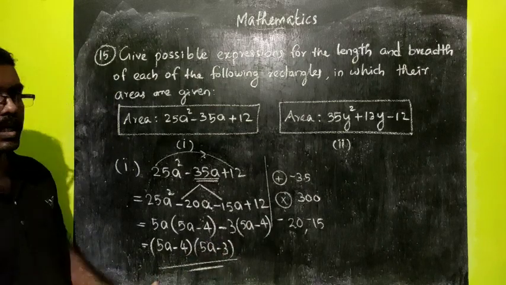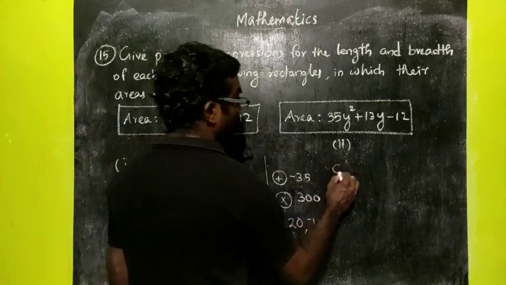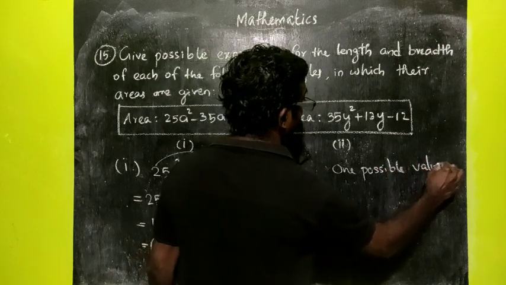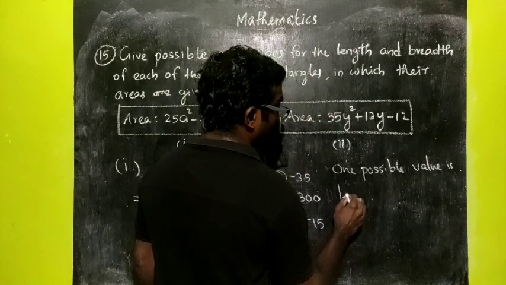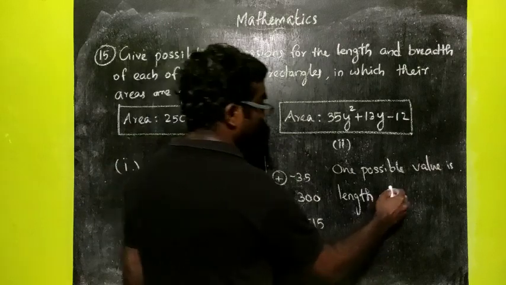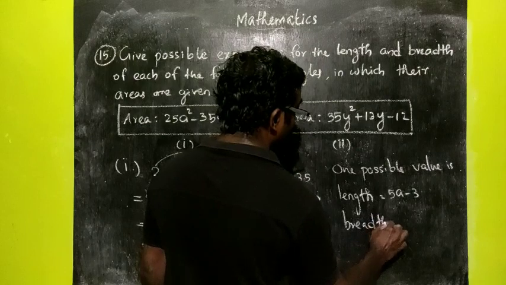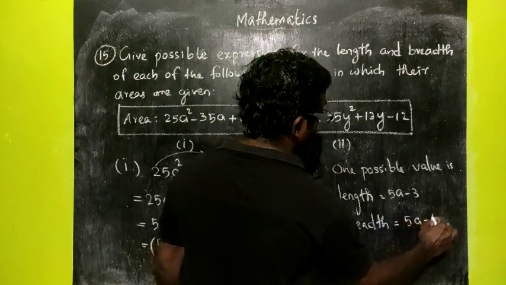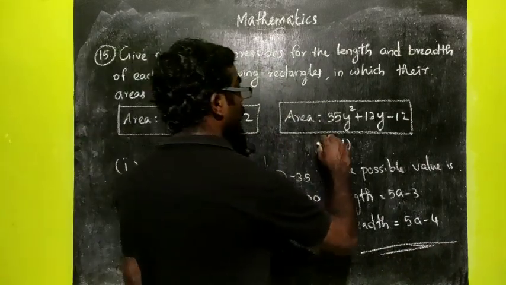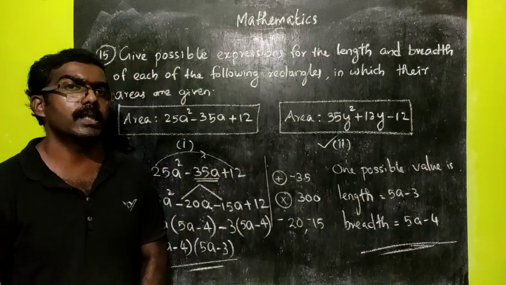So we can write the length and breadth from this product. One possible value is length 5a minus 3 and breadth is equal to 5a minus 4. The second one is a similar one, so you can do it yourself: 35y square plus 13y minus 12. It's homework, do it yourself.